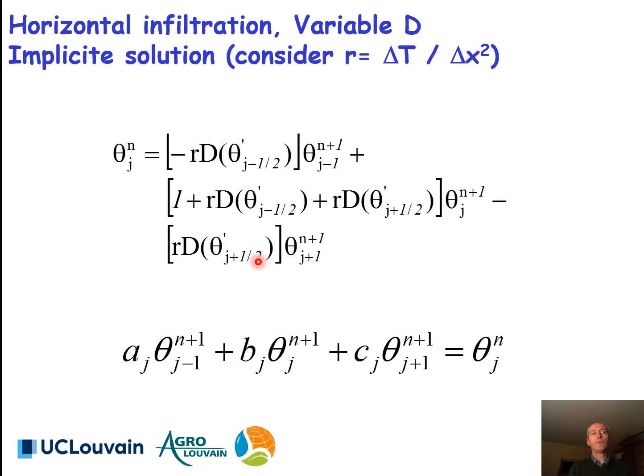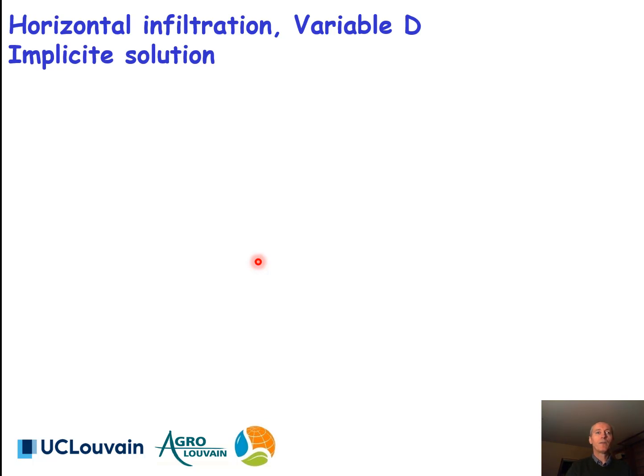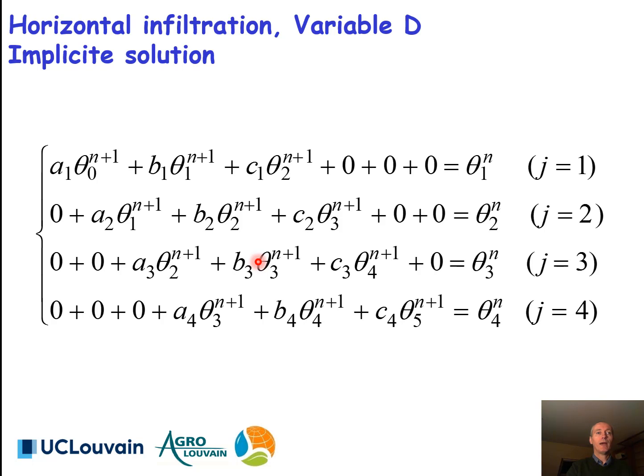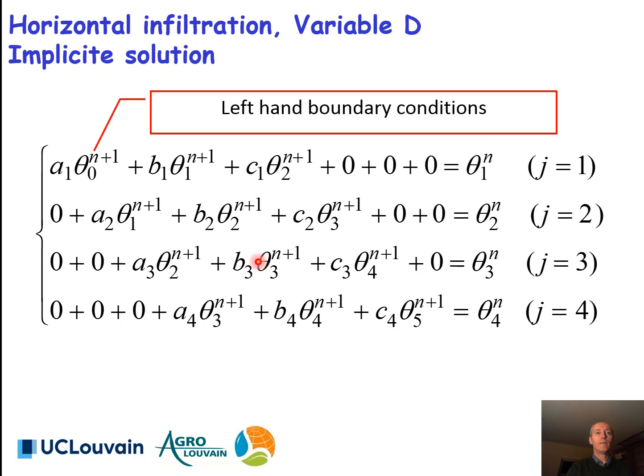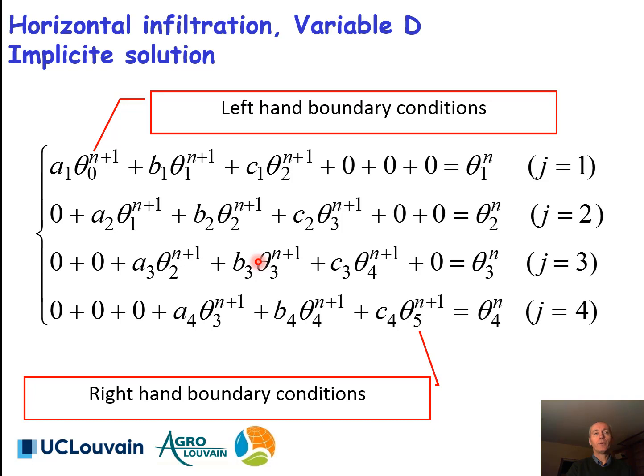Hence, for solving the horizontal flow equation, we can write the following equation and use A, B, C to simplify the writing. For instance, for a spatial grid composed of 4 unknown nodes, we can write the following set of equations. We have 4 equations with 6 unknowns. But thanks to the left-hand and the right-hand boundary condition, this reduces to 4 unknowns in total. We can therefore solve this set of equations easily by means of standard linear algebraic techniques.